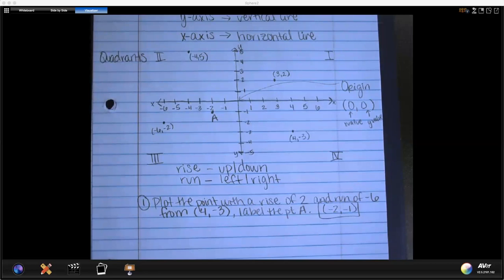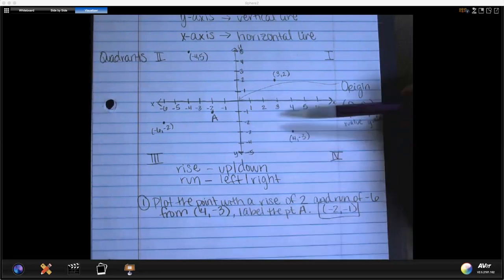Okay, so that makes sense how we did that? So again, you don't have to mark anything until you hit that final point. So again, we go from here and we do the rise first. So we go up 2, and then we run -6.